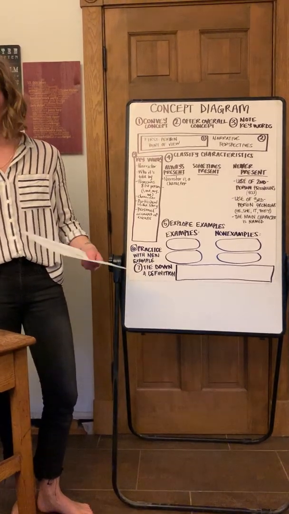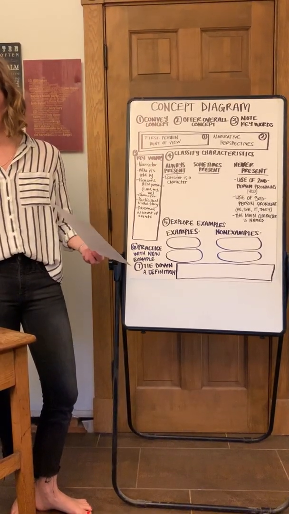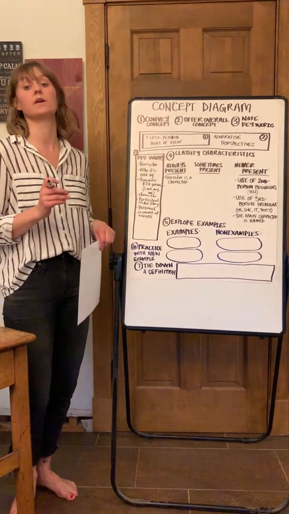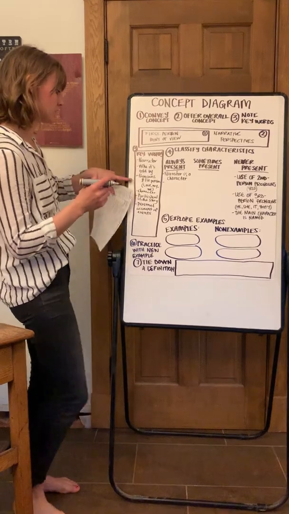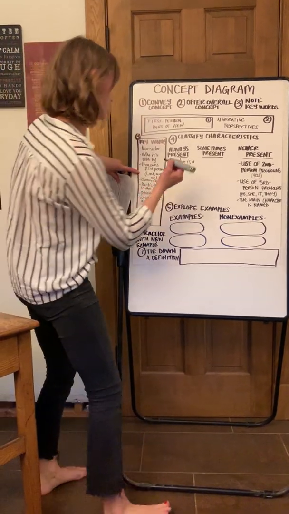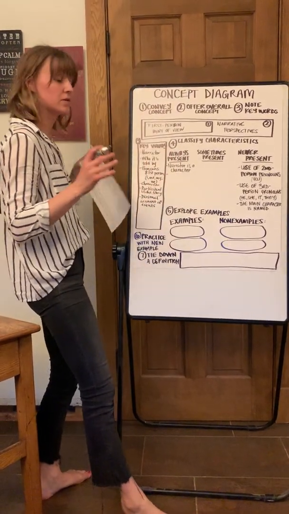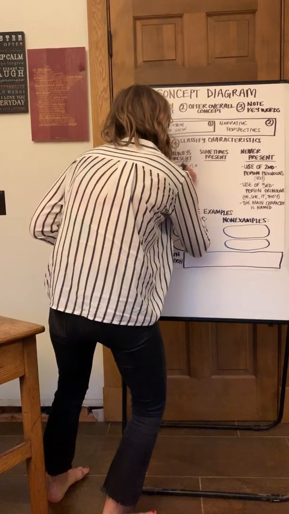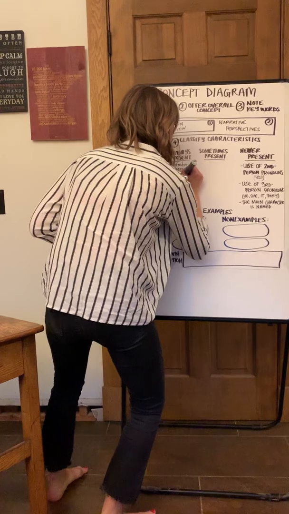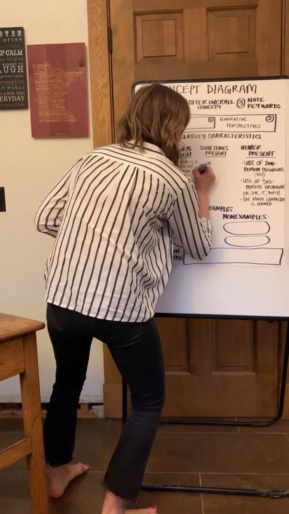How do we know the narrator is a participant of the story? What type of pronouns help us identify the narrator as a character? First person pronouns. Exactly what we said over here, one of the keywords. Always present means that it's going to be using first person pronouns. So first person pronouns.